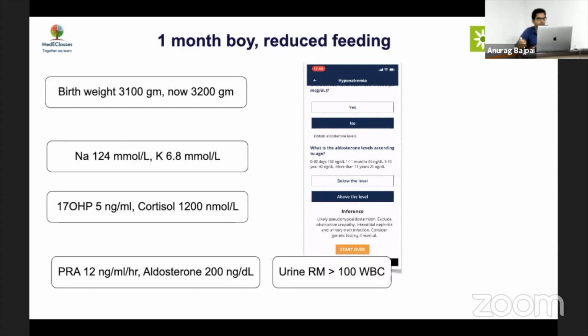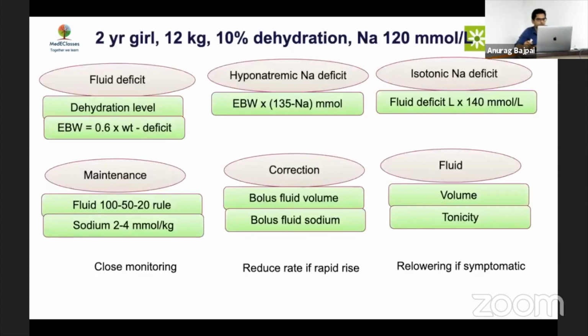Your urine routine showed more than 100 WBC, suggestive of infection, and an obstruction was seen over here. And this is across ages, so not just in the newborn period. We have seen in older people also a similar picture. So this is again a very challenging situation.